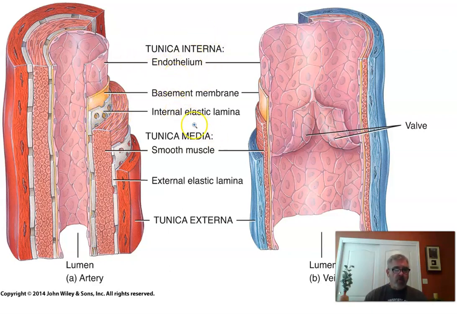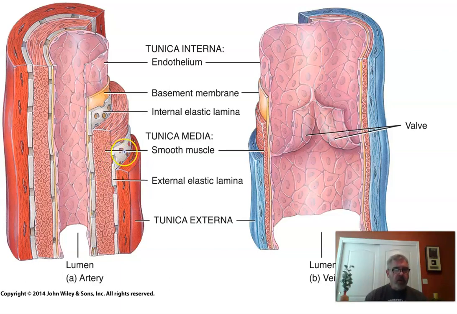Then we have the middle layer, which happens to be the thickest layer, and it's called the tunica media, the middle layer. It's made up of some elastic fibers, and that allows it to distend or stretch. And then we have smooth muscle fibers right here. So this is all smooth muscle, like in internal organs. There are fibers there that are regulated by the sympathetic nervous system, and what those do is regulate vasoconstriction and vasodilation, which we'll cover in just a couple of minutes here.